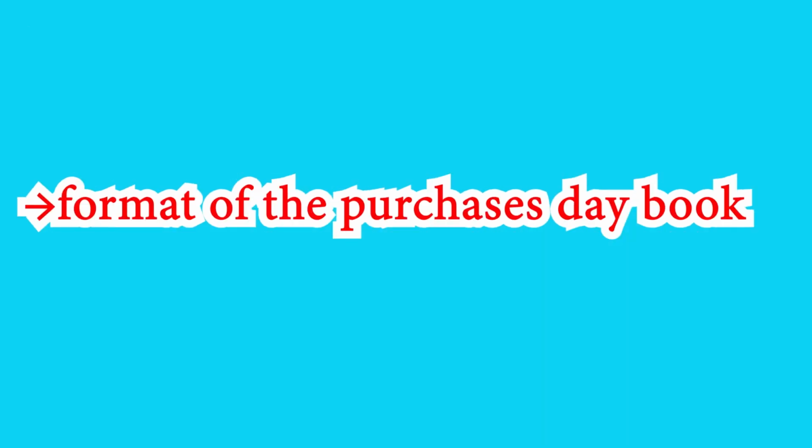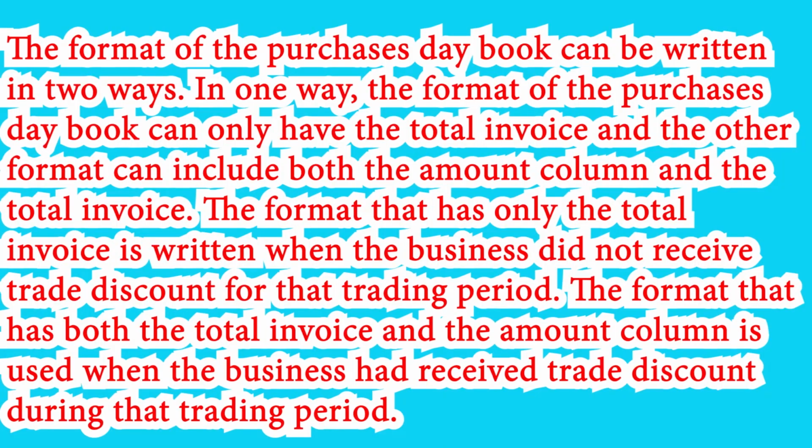Let us now look at the formatting of the purchases daybook. The formatting of the purchases daybook can be written in two ways. In one way, it can only have the total invoice, and in the other format it can include both the amount column and the total invoice. The formatting that has only the total invoice is written when the business did not receive trade discount for that trading period. The formatting that has both the total invoice and the amount column is used when the business had received trade discount during that trading period.